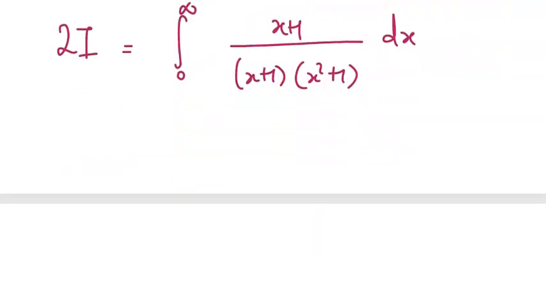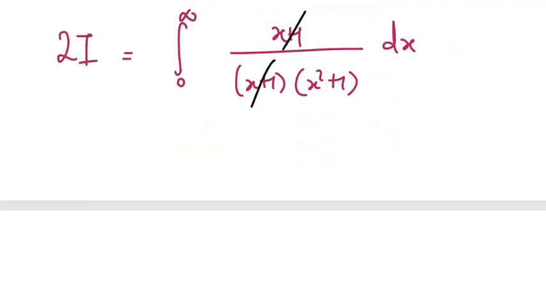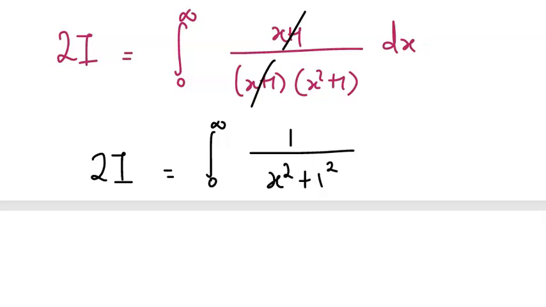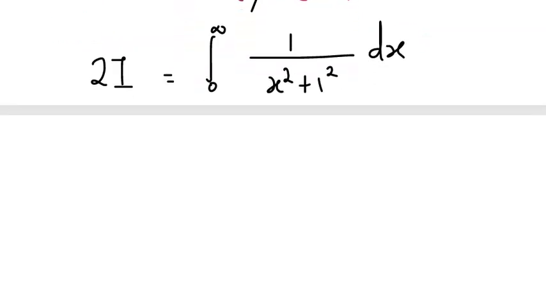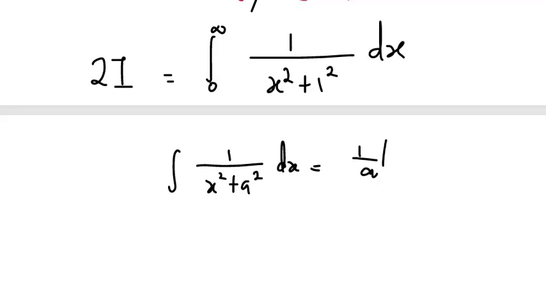Okay, so from here we have some nice cancellations. This cancels this, so we have 2I is equal to the integral from 0 to infinity of 1 over x squared plus, the same as 1 squared, and then we have the dx. So from here we're going to use the standard integral formula. And what's that? The integral of 1 over x squared plus a squared dx is equal to 1 over a times the arctangent, or inverse tangent, of x divided by a, plus c.